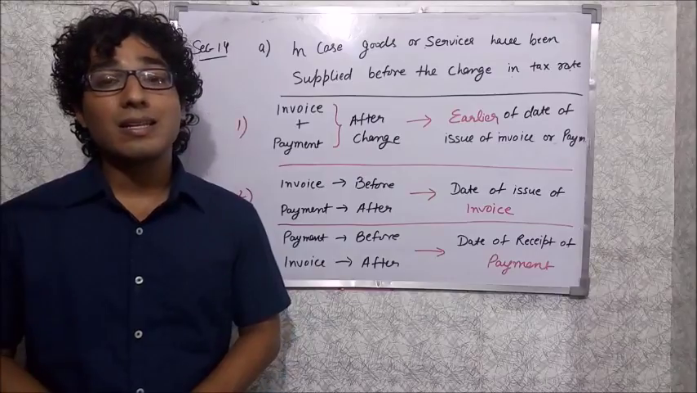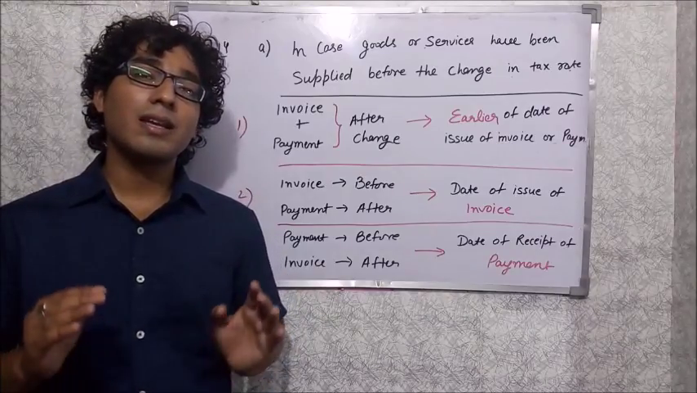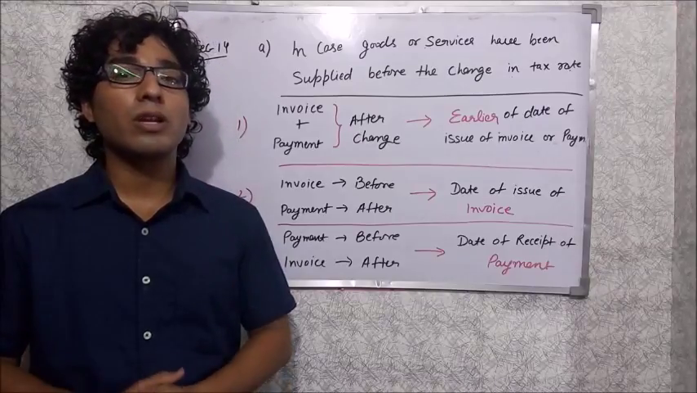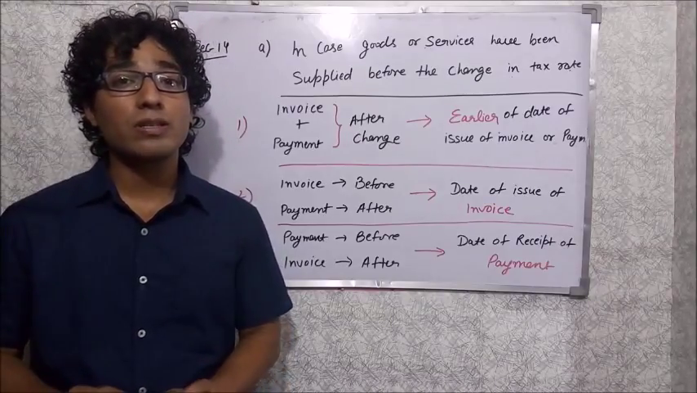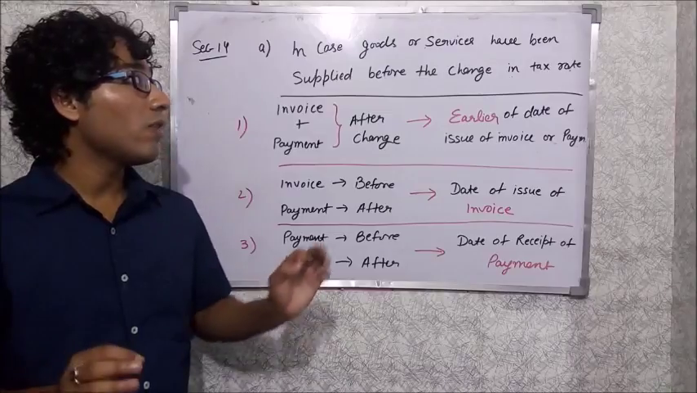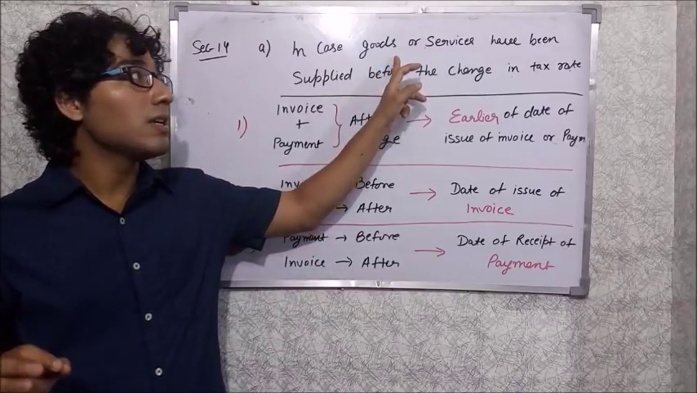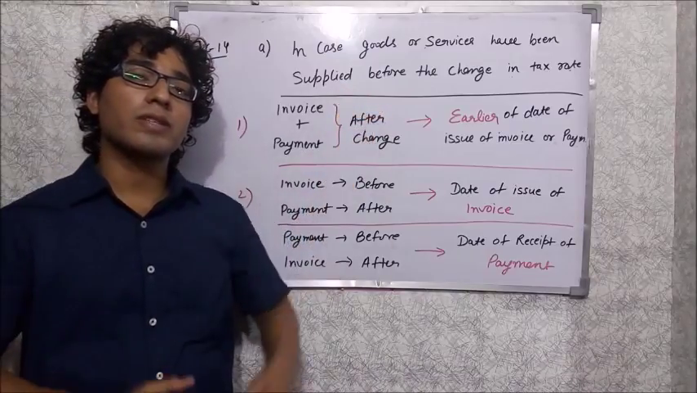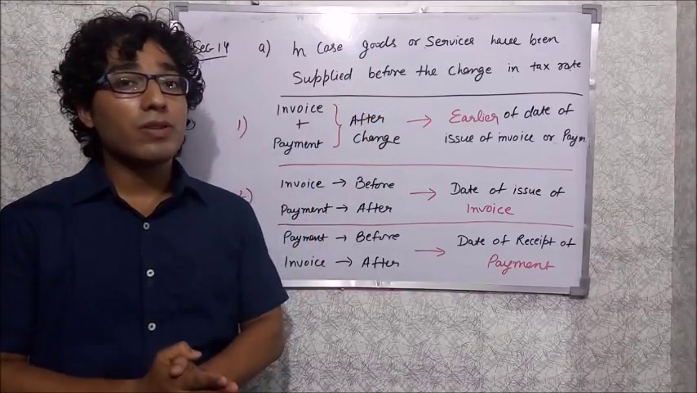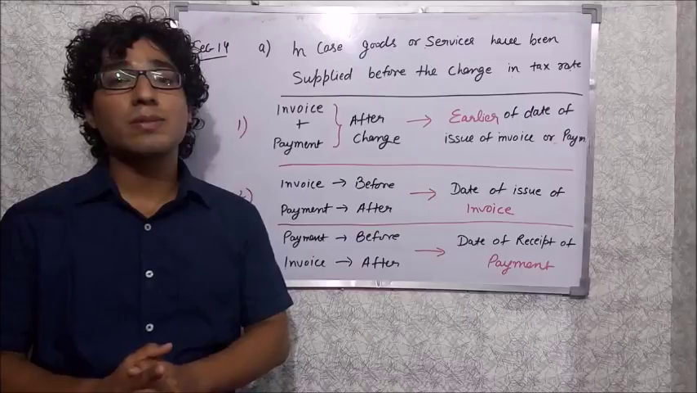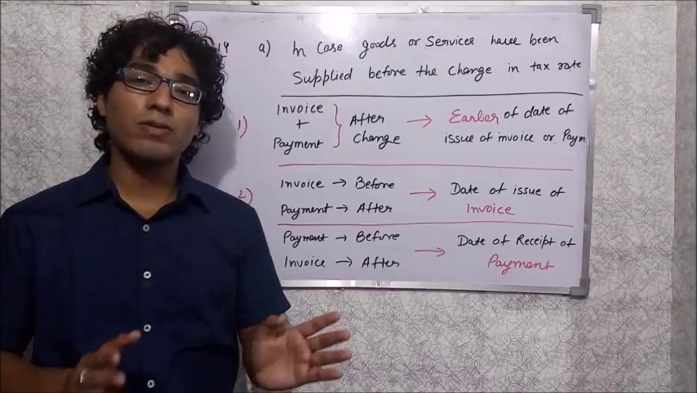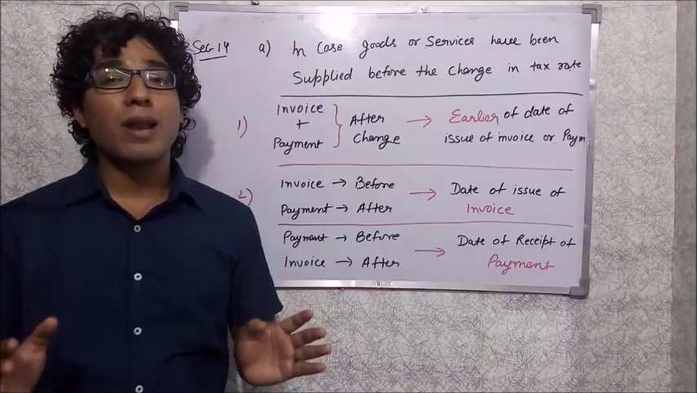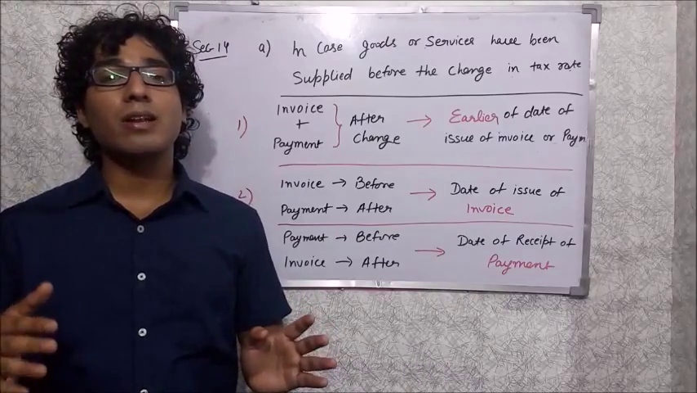So if there is a change in rate of tax, then there are two circumstances which section 14 says. The first situation is when the goods or services have been supplied before the change in the rate of tax, and the second situation is when the goods or services have been supplied after the change in rate of tax.